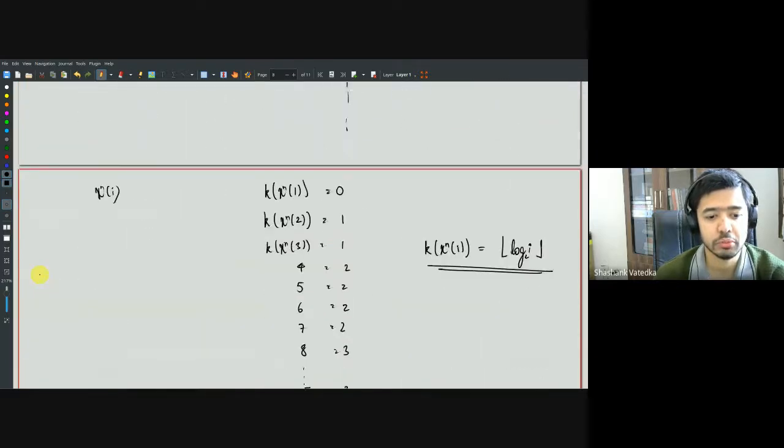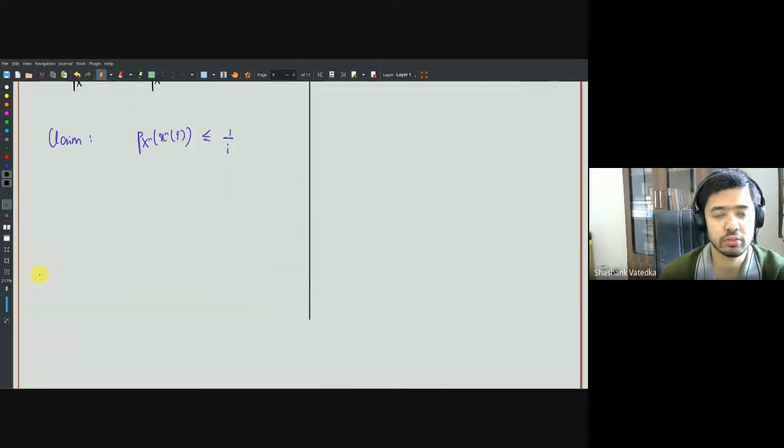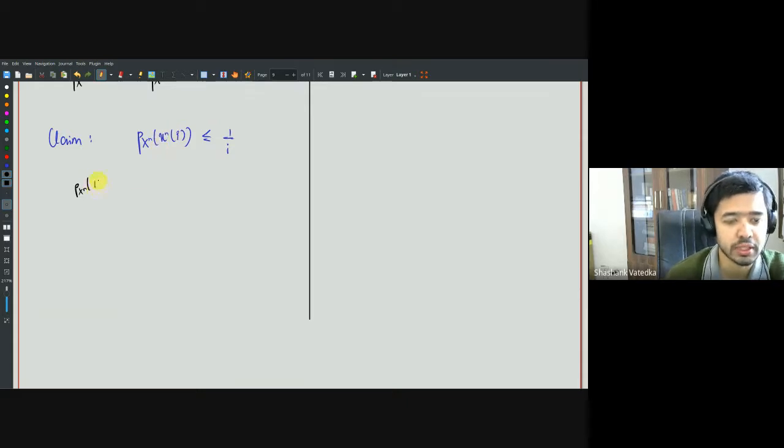Okay. So now my claim is that P_Xn of X_n(i) is less than or equal to 1 over i. Now let's see if this is true for small i. So obviously, P_Xn of 1 — I don't want to write X_n(1), X_n(2) and so on, I just say P_Xn of 1 — is less than or equal to 1 because probability always has to be less than or equal to 1.